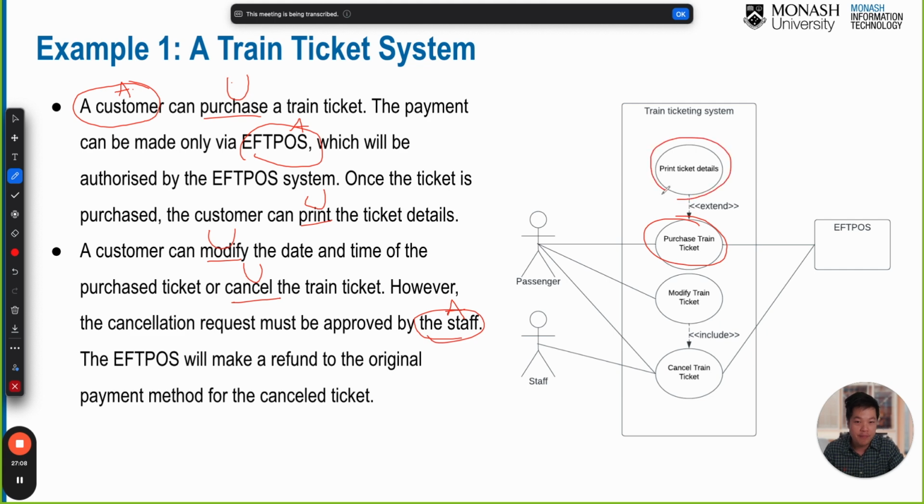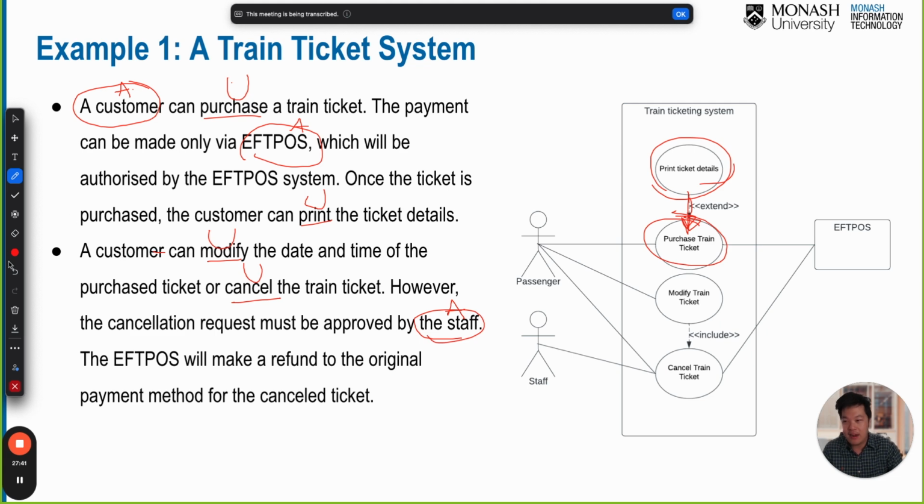Is print mandatory or not? This is something we need to think about. They can print, but they don't need to print. It doesn't mean that the customer must print the ticket. They can print, so it is optional. That's why we use the extend relationship here. This one is the extension of the base use case, purchase train ticket. Does that make sense to everyone?